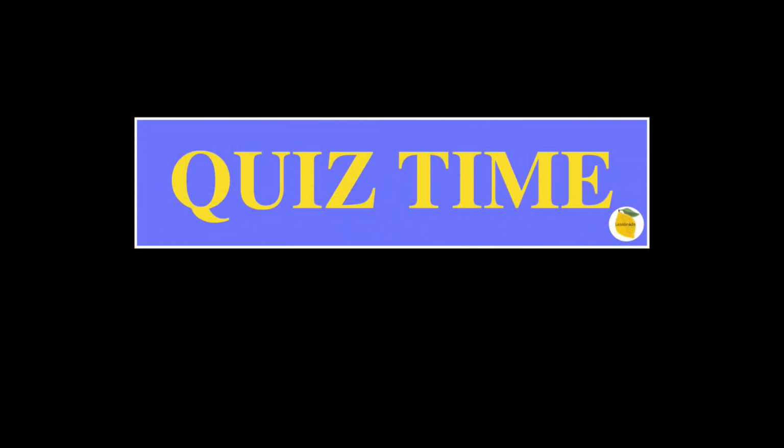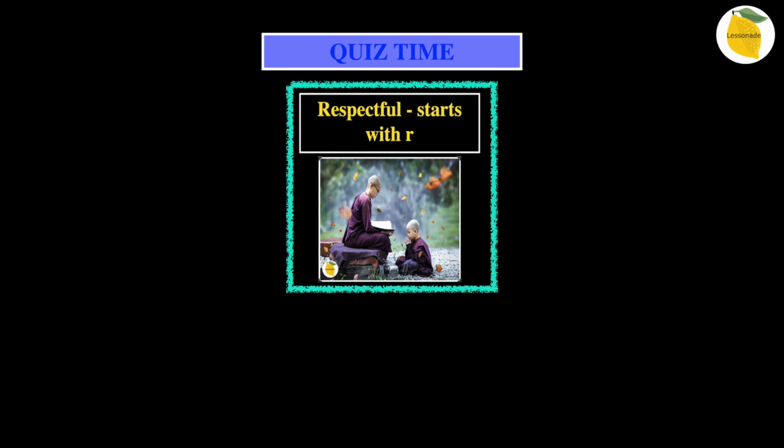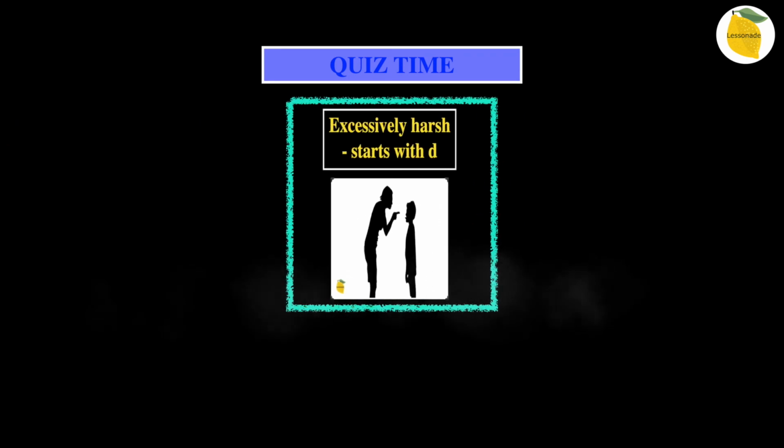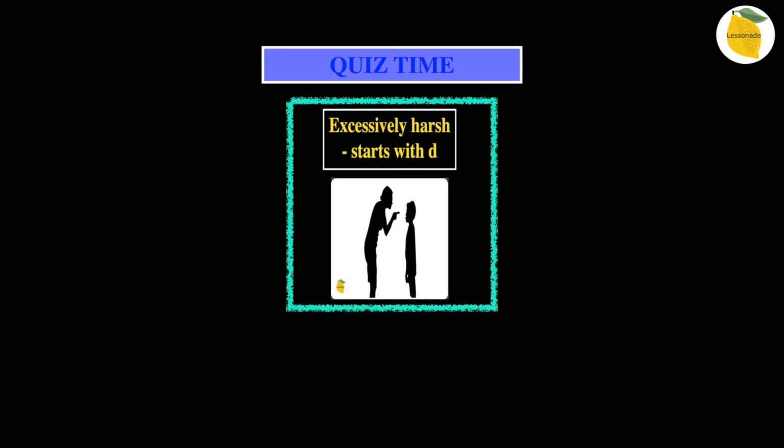Now, it's quiz time, and let's see how much we remembered. The first one is respectful, starts with R. In this picture, we can see the boy respectful to its teacher. The next one is excessively harsh, starts with D. In this picture, we can see the mum being excessively harsh to the boy.